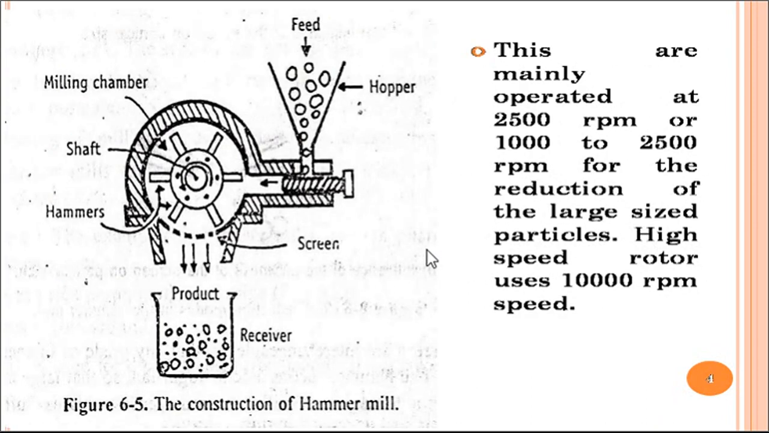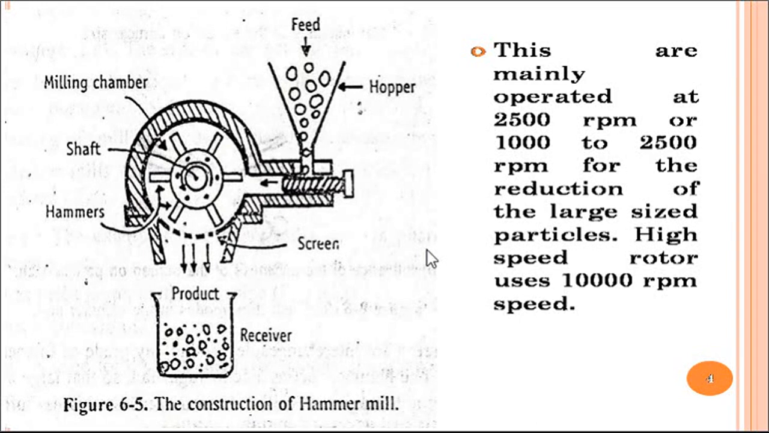This figure shows the construction and working. The feed is there. The hopper will control the feed movement from the hopper to the inlet. The inlet is constructed with a desired screw option which will control the rate of feeding material inside the mill. The shaft is rotating.